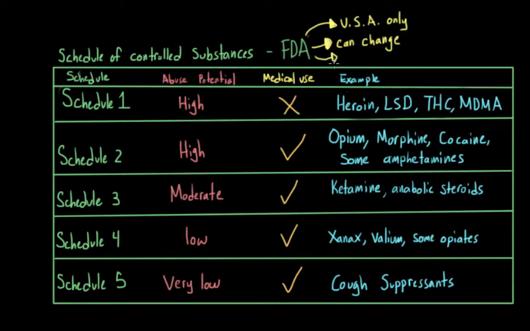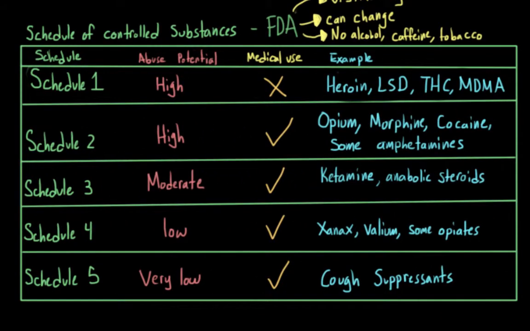And lastly, I want to point out what is missing from this list: alcohol, caffeine, and tobacco. The reason is that these drugs are not considered to be controlled substances. These drugs are legal, although it is true that for alcohol and tobacco there are laws regulating use for minors. But because these drugs are legal and because they're not prescribed by doctors or really thought about in any kind of medical context, they are not included in this rating system.